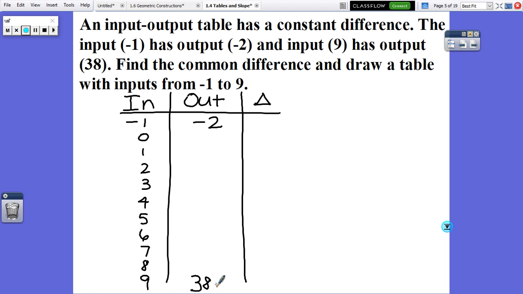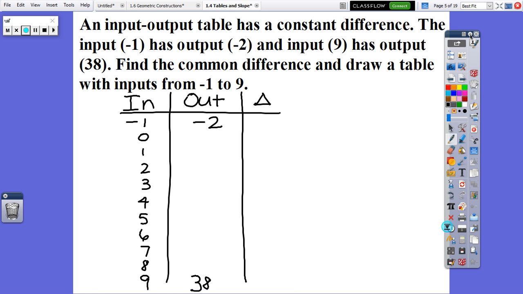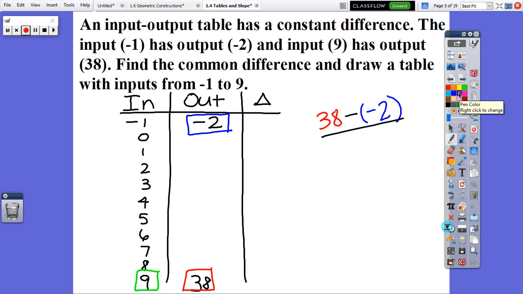Okay? So just like we did last time, we're going to start with our outputs. So 38. On this one, we have to be careful. When we subtract it, we have to make sure that we're subtracting a negative 2. And then we're going to come over here to the input. We're going to use the input that matches this output and the input that matches this output. So these are the two inputs that we're using.